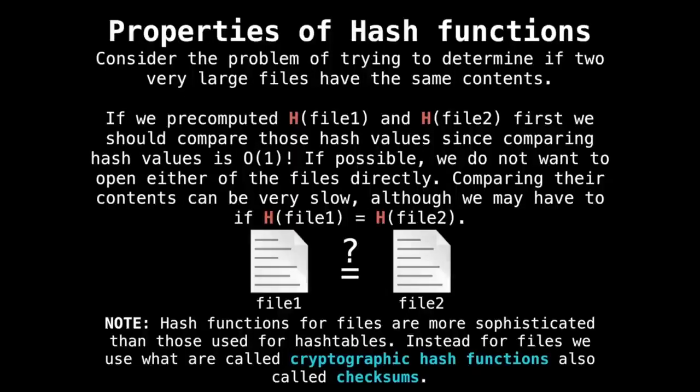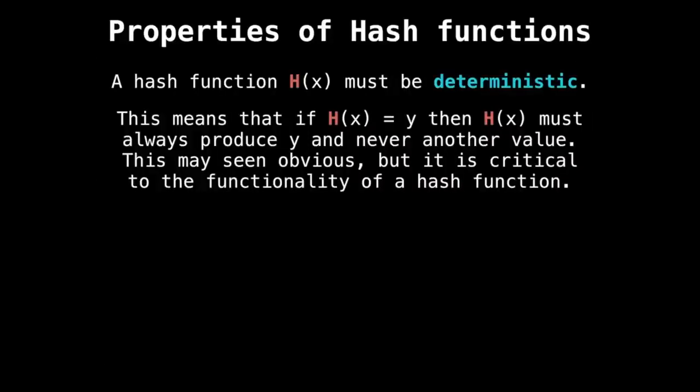So actually, hash functions for files are much more sophisticated than those that we use for hash tables. Instead, we use very sophisticated hashing algorithms called cryptographic hash functions and checksums. Alright, another property of hash functions is that they must absolutely be deterministic.